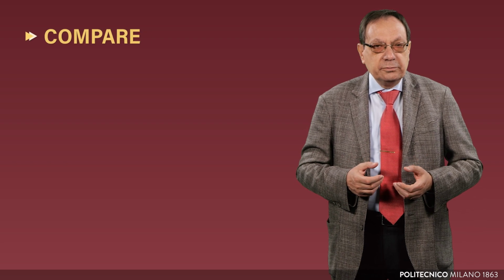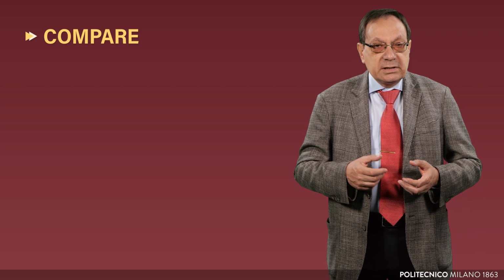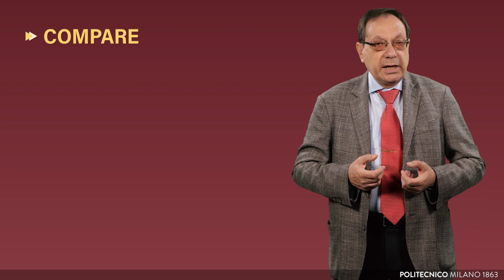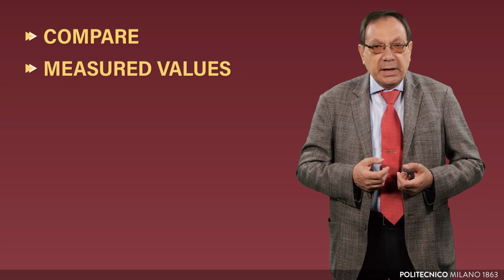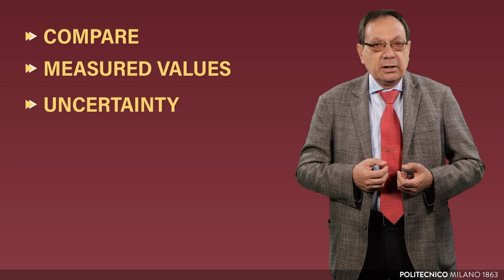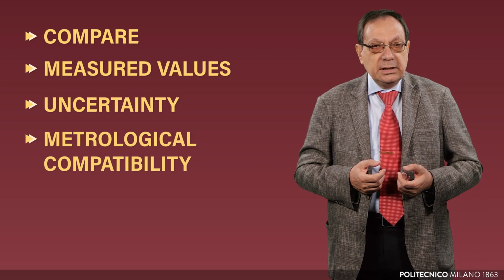To summarize, we have seen how to compare two measurement results to determine whether they refer to the same measurand or to different measurands. We have seen that it is not possible to obtain a correct result by considering only the measured values. The measurement uncertainty must also be taken into account. We have therefore discussed the concept of metrological compatibility.